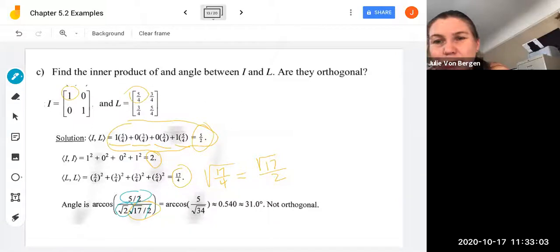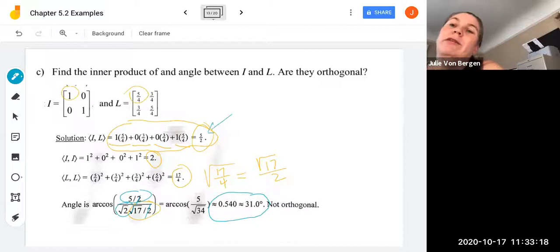So we didn't actually rationalize the root in the bottom. We just simplified and canceled. So the arc cos of 5 over root 34 is 0.54 radians, or about 31 degrees. So it's definitely not orthogonal. And we knew that back up here when we saw that the inner product was non-zero.